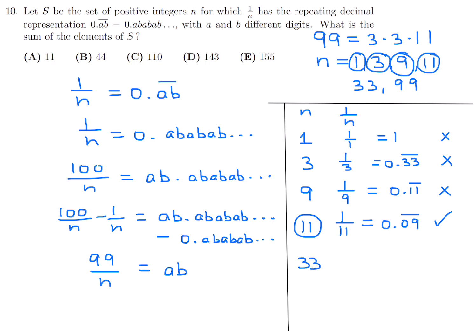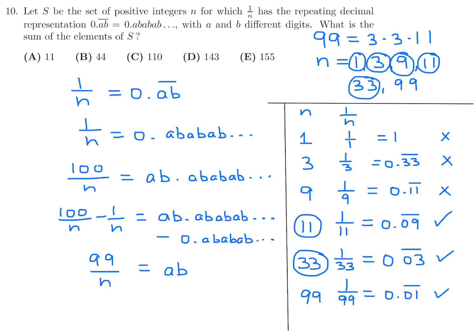Let's try 33. 1 over 33 is 0.03 repeat, and that's good. That's also satisfying the conditions. So that's an element of S. And then finally 99. 1 over 99 is 0.01 repeat, and again, that satisfies the condition. So the set S is really consisting of 3 numbers, 11, 33, and 99.